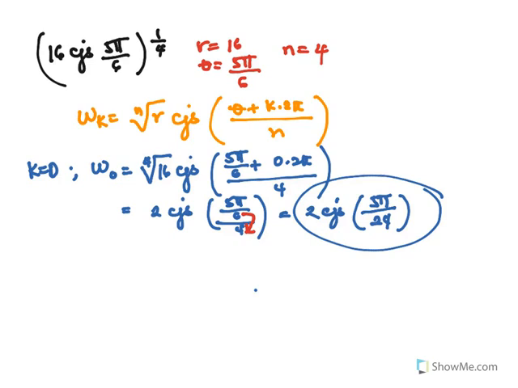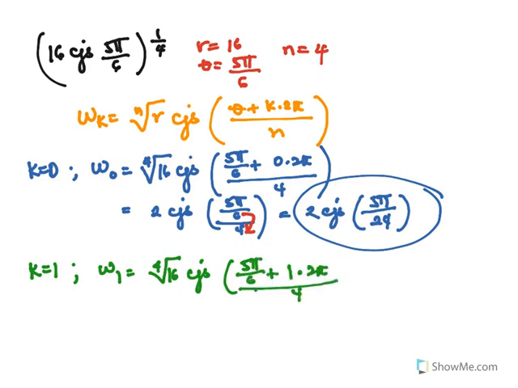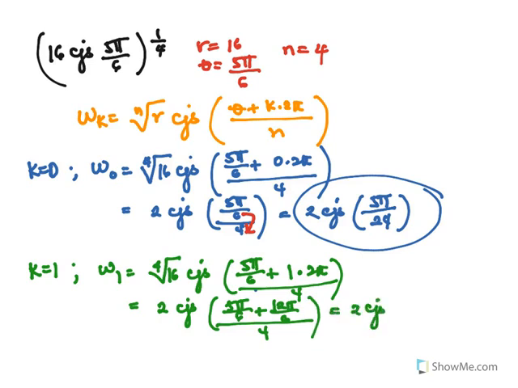Now, for the second one, for k equals 1, omega sub 1 is equal to the 4th root of 16, cis of 5 pi over 6 plus 1 times 2 pi, all over 4, which gives us 2 cis of 5 pi over 6 plus 2 pi, which I can write as 12 pi over 6, all over 4. And so you'll have 2 cis of 5 pi over 6 plus 12 pi over 6, which is 17 pi over 6, and then over 4, you'll have 17 pi over 24. So that's our second root.